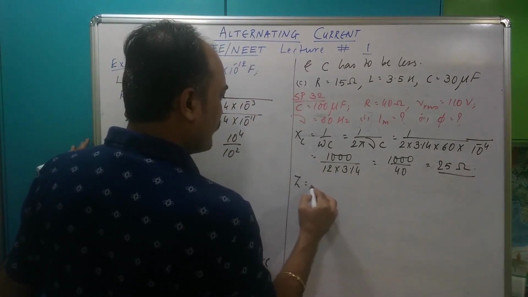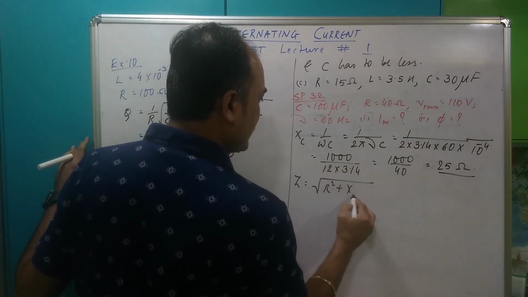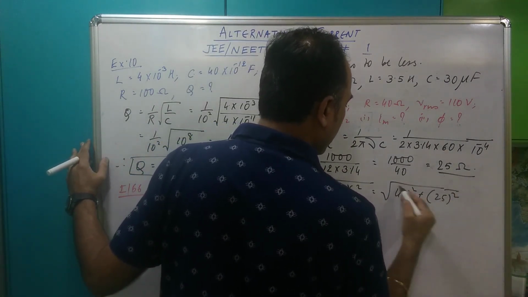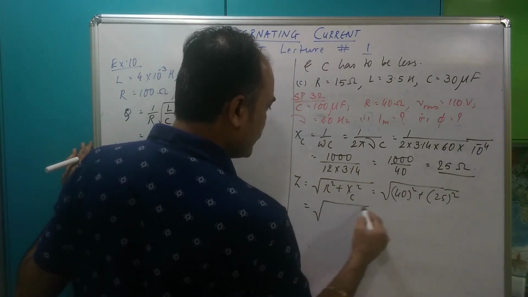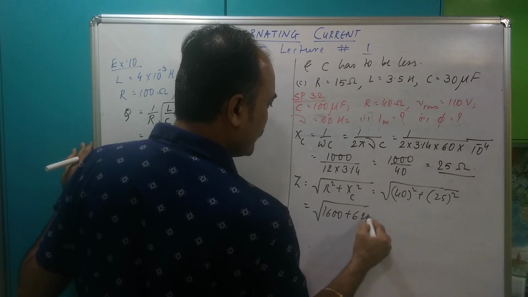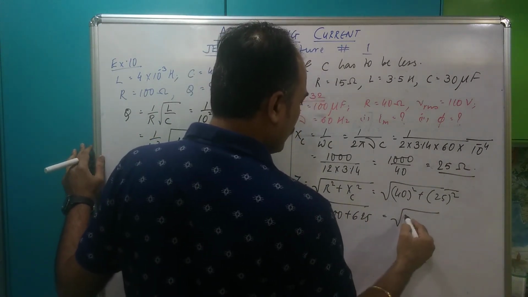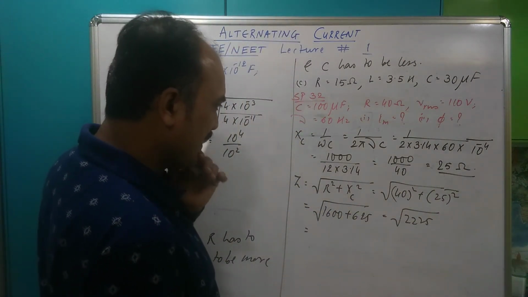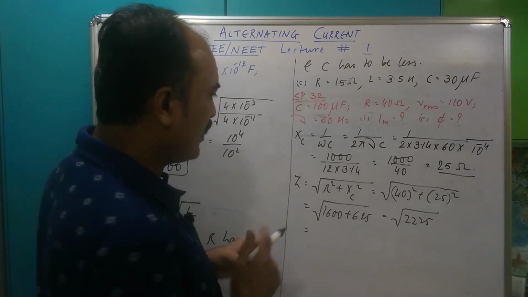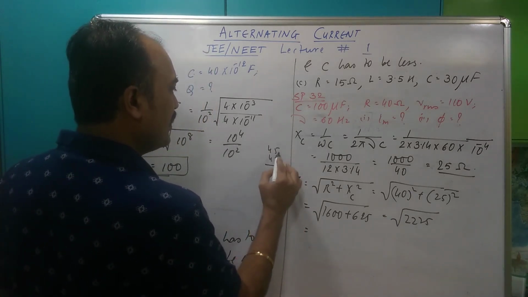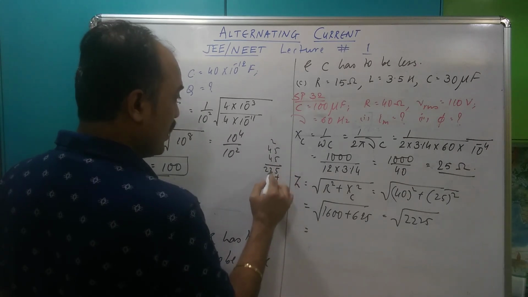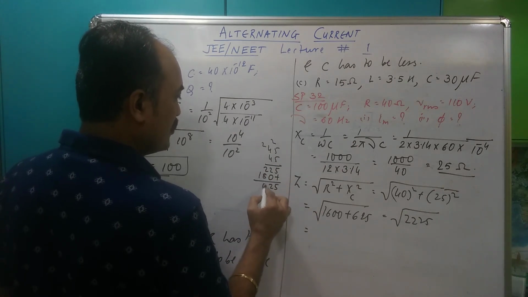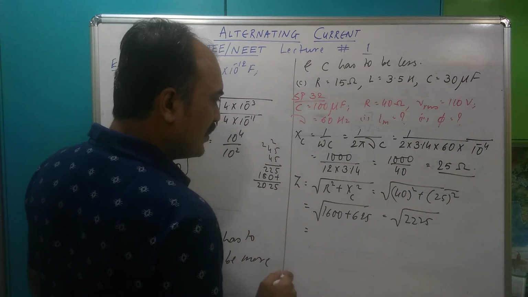And Z is root of R square plus X_C square, which is 40 ka square plus 25 ka square. Okay ye mere ko aur watt lagana chahta hai. 1600 plus 625, which is root of 2225. 2225 kisi ka kuch hai kya? 45 ka hai bhai. 50 ka kitna hai? 2500. To 45 ka ho sakta hai kya? Let me find. 5 5 25, 5 20 20, it looks good. 5 4 20, 4 4 16, 17, 18, 5 2 2025 yaar. 46 ya 47 ke aaspaas hona chahiye.